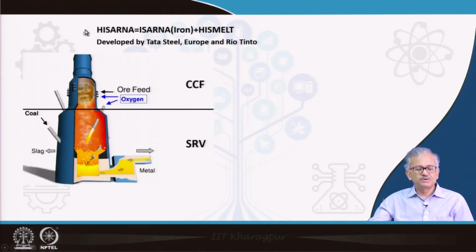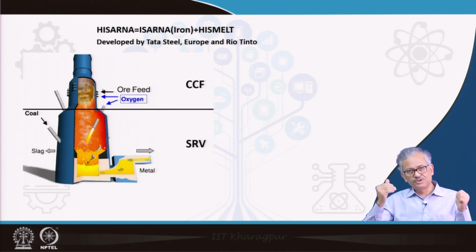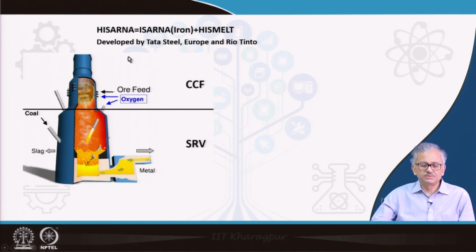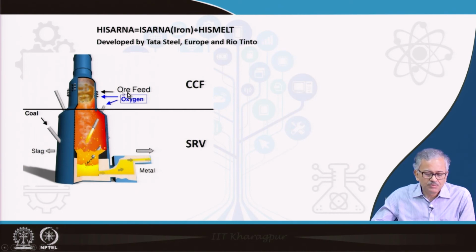Now, I come to another process, the Hisarna process. It is basically Hisarna plus HIsmelt. It has some features of the HIsmelt, basically the smelting reduction vessel. It is similar to the HIsmelt process, and Hisarna iron. You can have a cyclone over here, and that is basically used to melt the iron ore feed and partially reduce it also. It is developed by Tata Steel Europe and Rio Tinto.